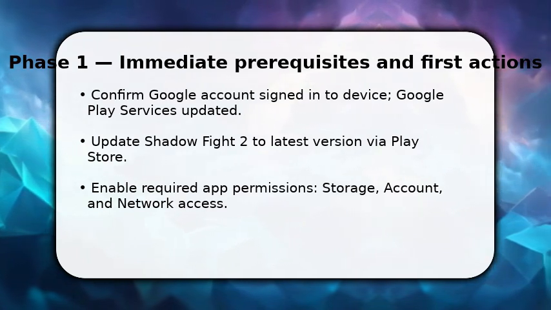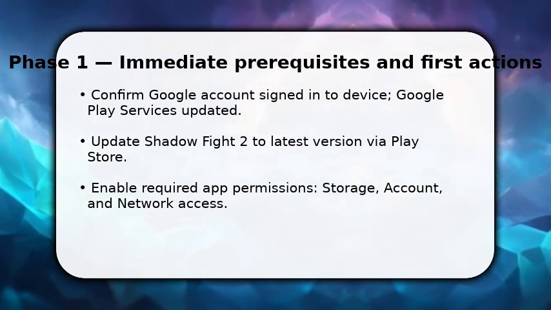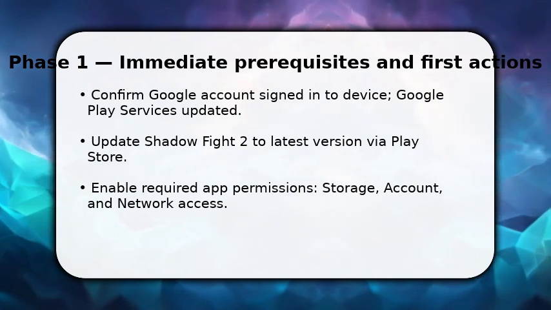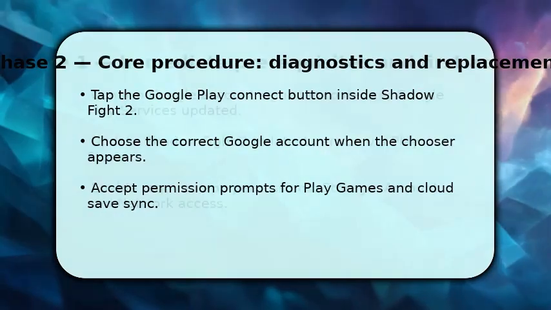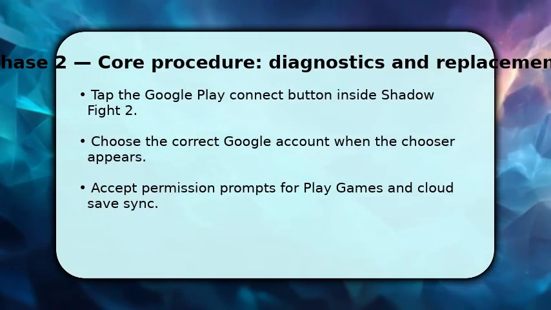That first tap initiates the link. This step exists so cloud saves and achievements will map to your chosen account. After tapping Connect, a Google account chooser appears. Pick the exact account you used earlier.